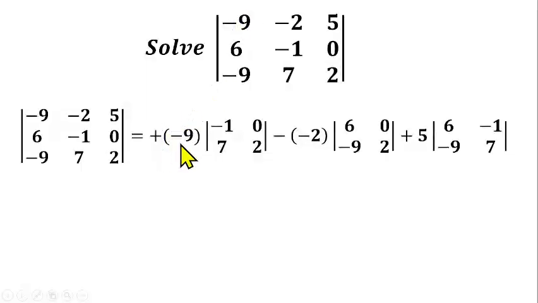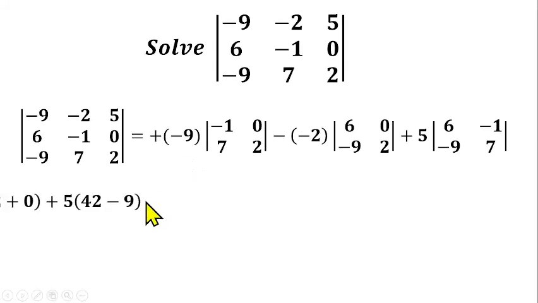You have plus open bracket minus 9. Then reduce this back to a 2 by 2 matrix, close this, we have this left. Then the sign of this one also is negative, so you have minus open bracket minus 2 here. Then reduce this to a 2 by 2 matrix, you close this first row, close the second column, so you have 6, 0, minus 9 and 2 left, which is this. Plus, the sign of this one is positive, so you have plus 5. Then reduce this back to a 2 by 2 matrix, close this, you have 6, minus 1, minus 9 and 7 left, which you can now simplify further.